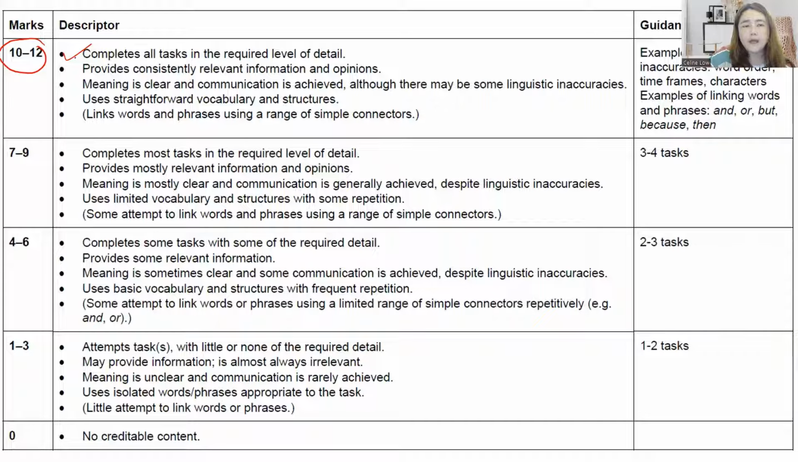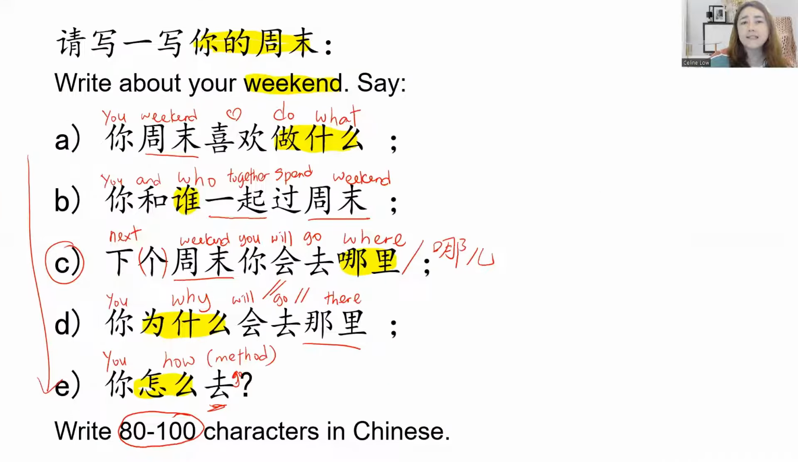Then B, the second bullet point, provides consistently relevant information and opinions. So you have to write things that are related, that are relevant. This essay is writing about the weekend. Don't write something nonsense, okay? Something that is not related.